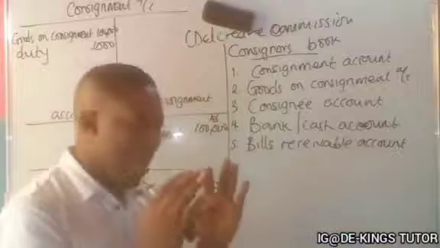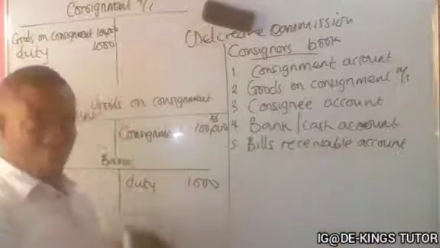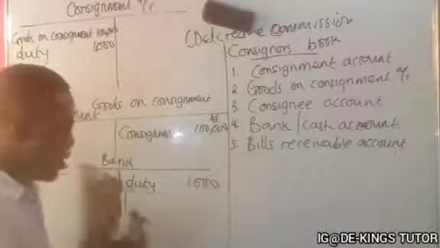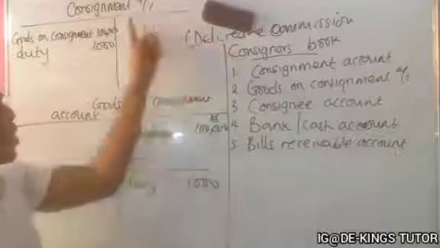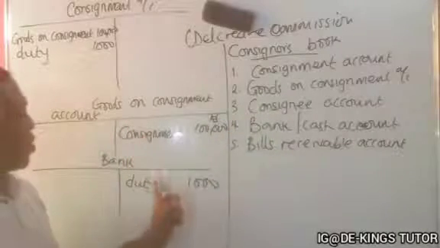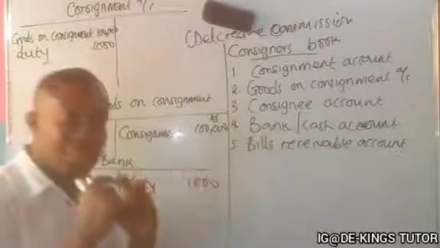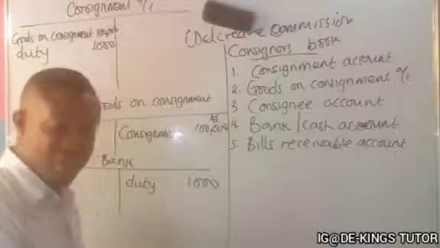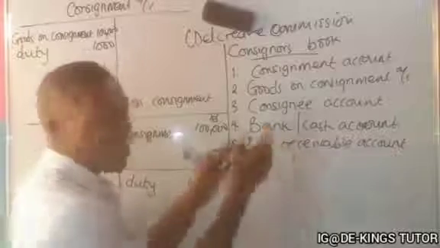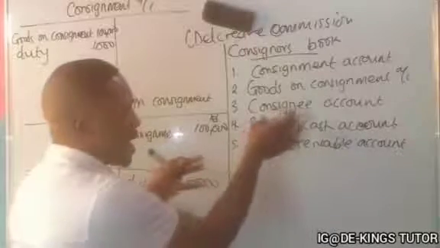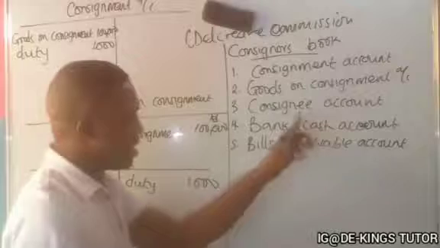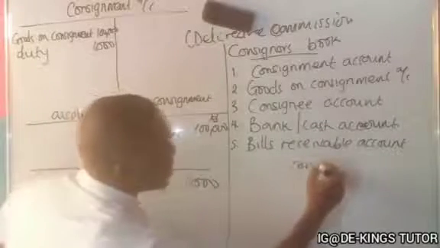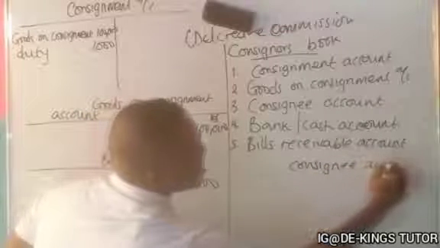Now, when the account sales has gotten to the consignor, if there is a sale made, remember our consignment account and the bank account. If sales is made and he has received the account sales, what he is going to do is open an account on behalf of the consignee. That is why it is there. So he's going to open an account on behalf of the consignee. So we have the consignee account.